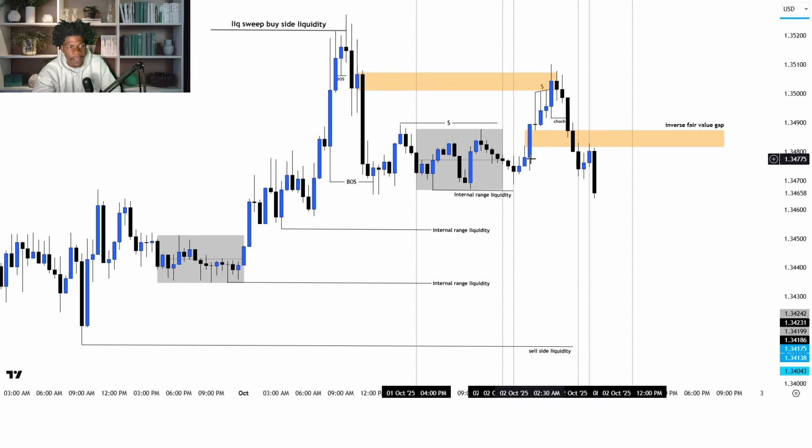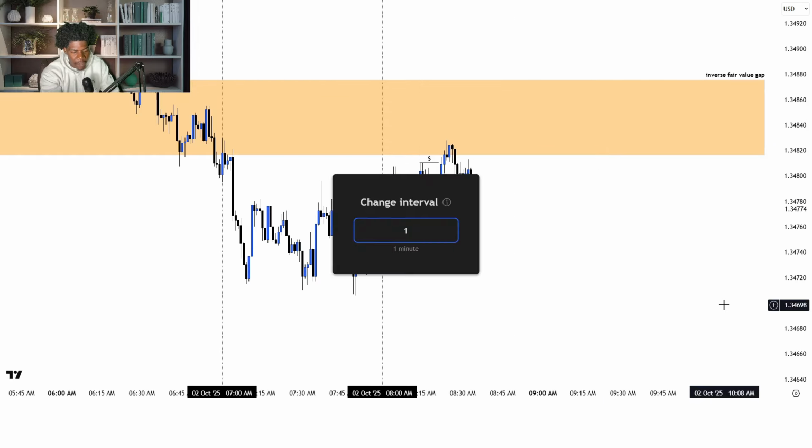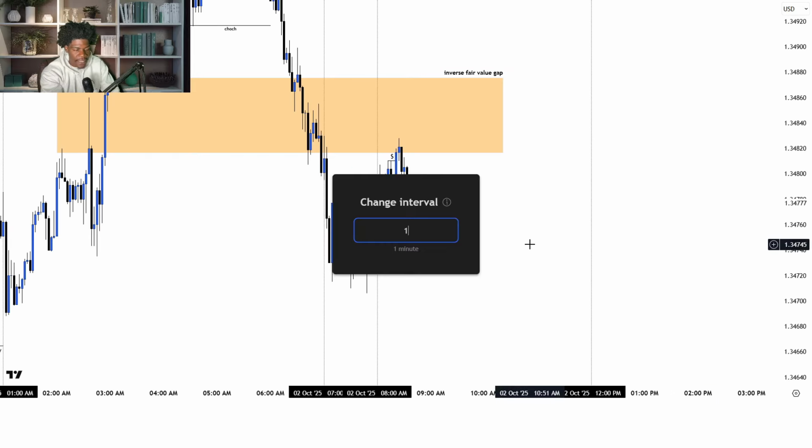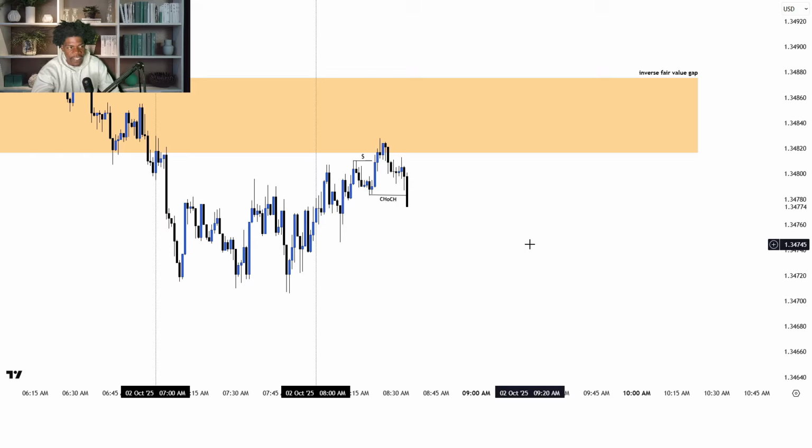We see price comes back, stays inside of this fair value gap right here, right? Let's scale down on the lower time frames and see what we can see. Now I scale down on the 1 minute time frame. You can either scale down on the 3 minutes or the 1 minute time frame. Like I stated, whichever one is cleanest to you, right?